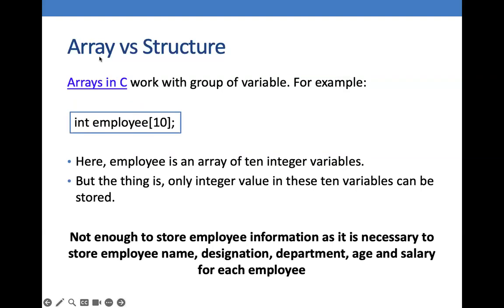And now let us continue with array versus structure. So what is the difference? Arrays in C work with a group of variables. So for example, int employee[10]. Here employee is an array of 10 integer variables.